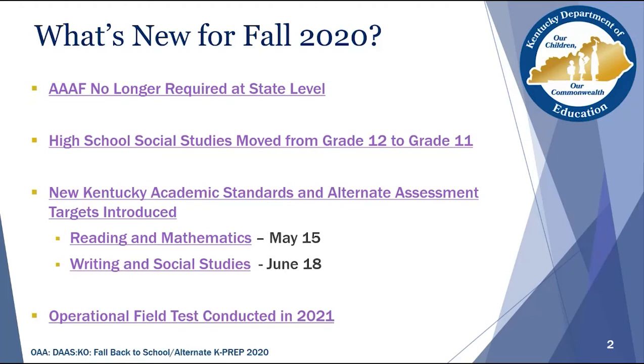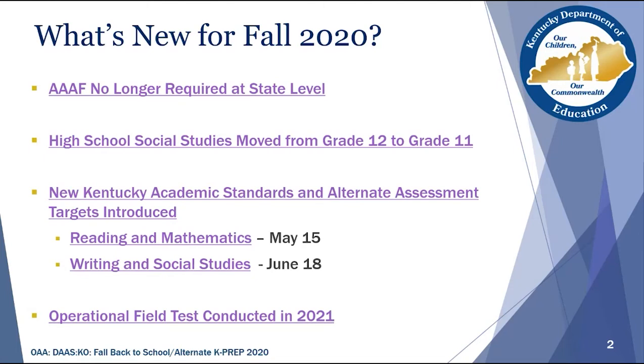And the last area of change for this school year is that we will be conducting an operational field test in 2021. An operational field test means that the assessment will be conducted using field tested items that have gone through many reviews to try and eliminate any issues or concerns around content alignment. These items will be used for accountability as long as an accountable assessment is conducted in the spring of 2021.